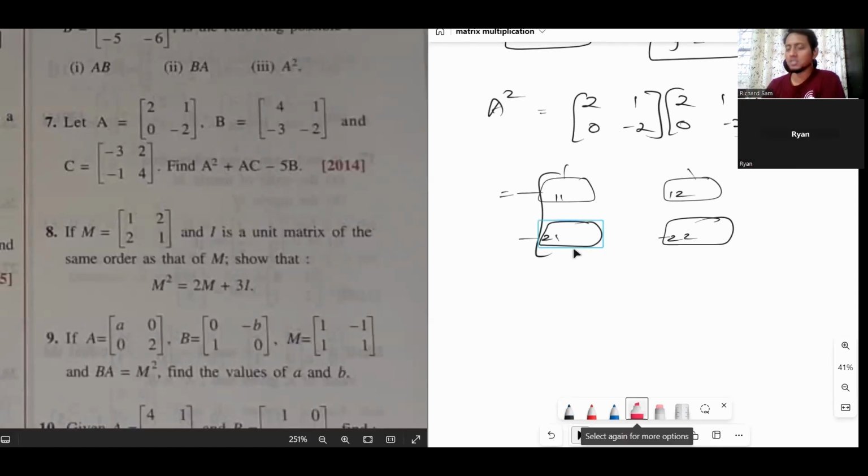So, Leah, how do you get this 1, 1? What do you have to multiply? First row, first column. To get this 1, 2, first row and second column. Aman, how do we get this 2, 1? Second row into first column. And 2, 2, Amit? Second row, second column.